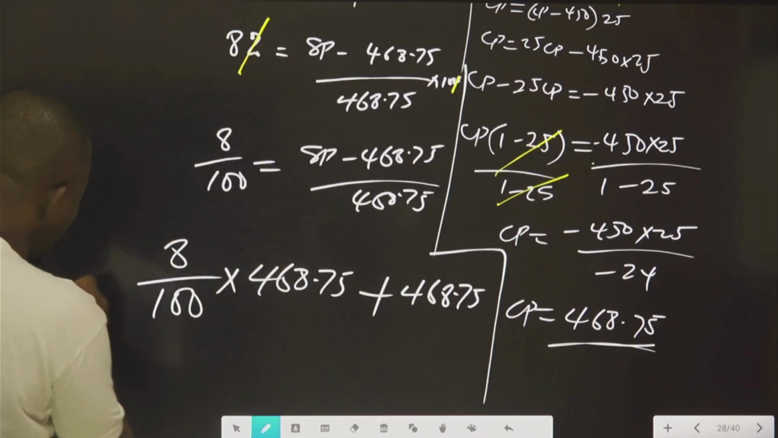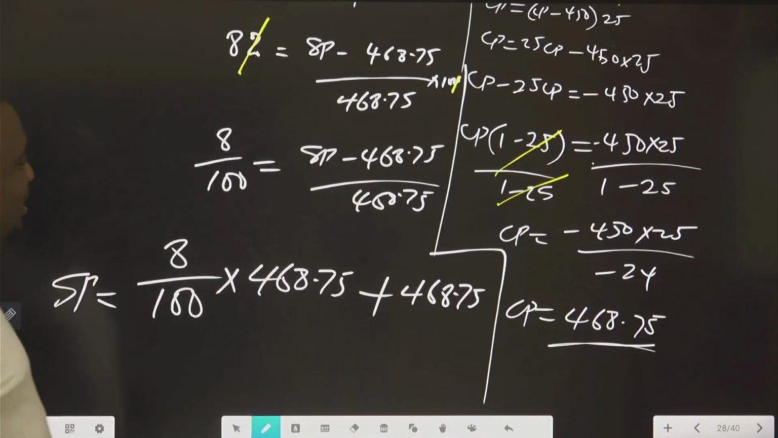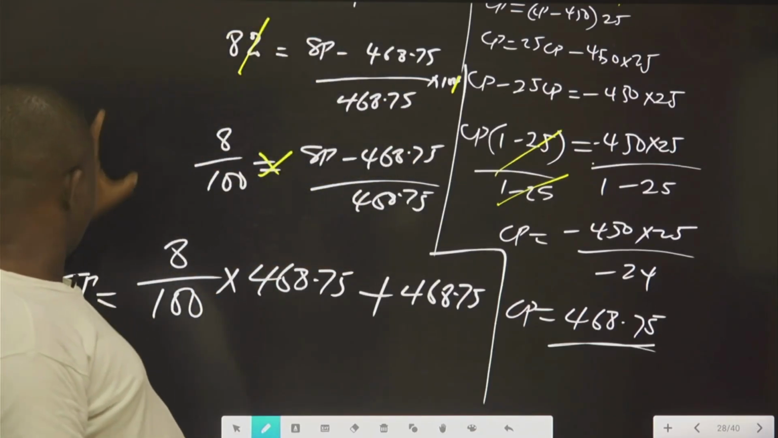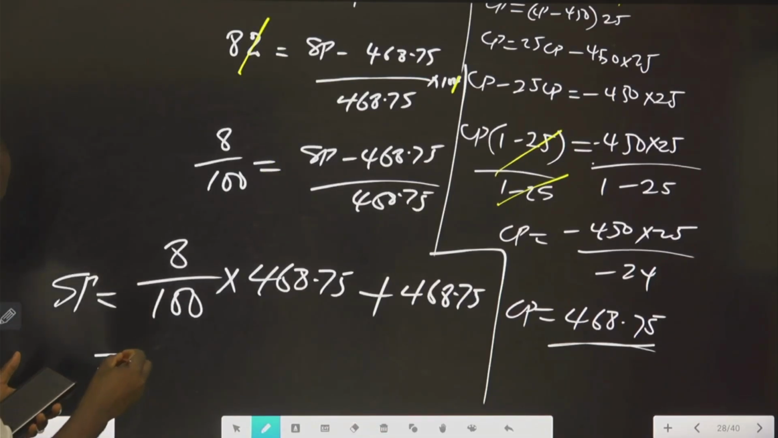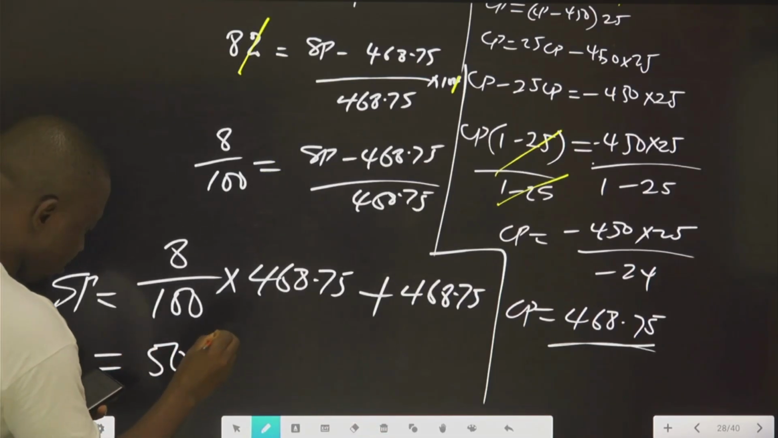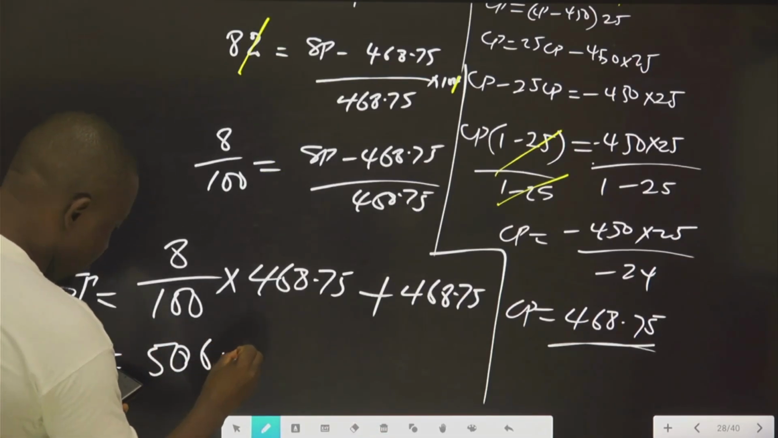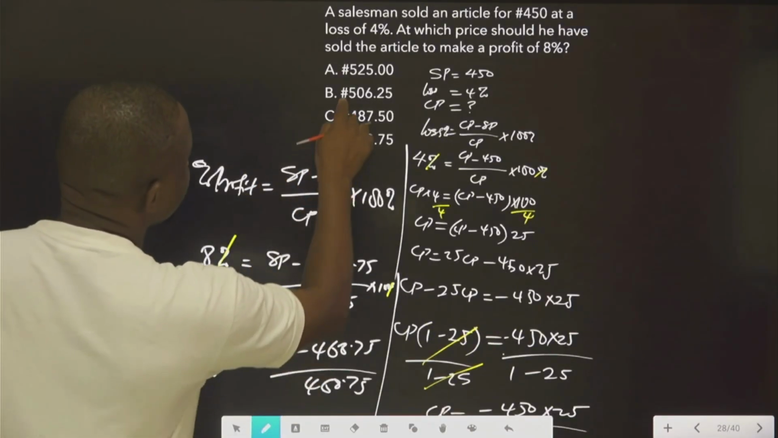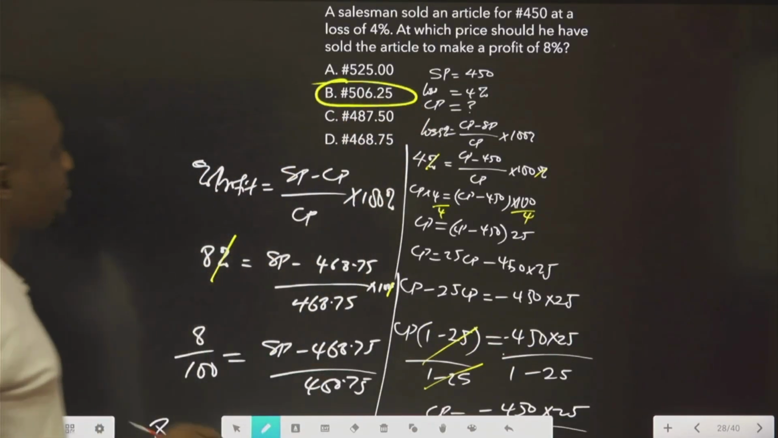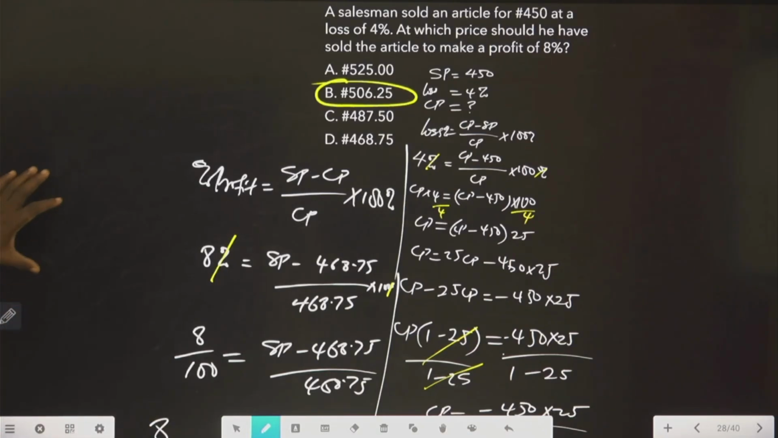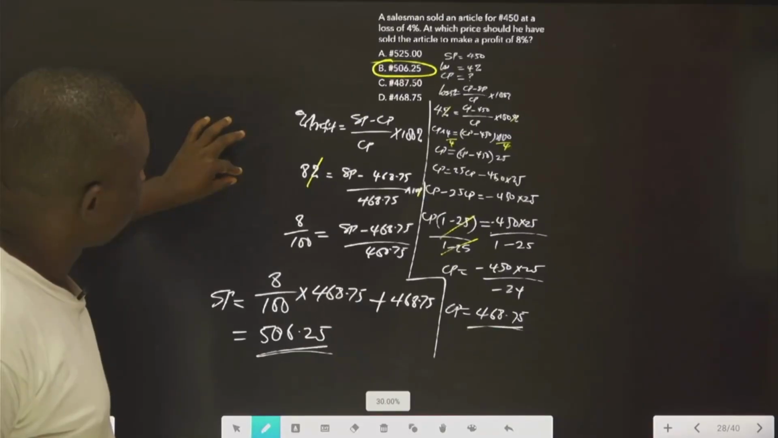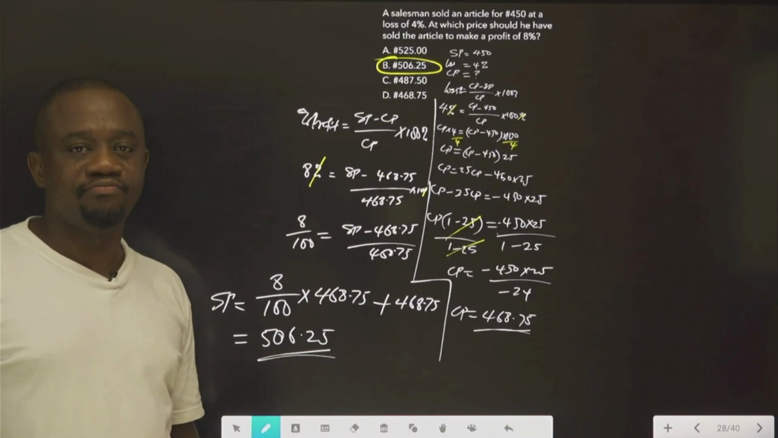So with this now, I can have my SP. Hope you understand. Cross multiply, this will come here. We move this one to this side. SP will now remain alone. Okay? We have 506.25. Okay, this is the answer. 506.25. Hope you understand this. Thank you.